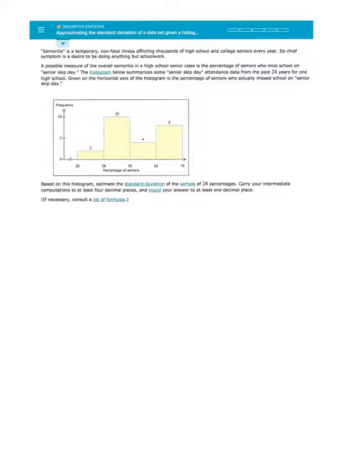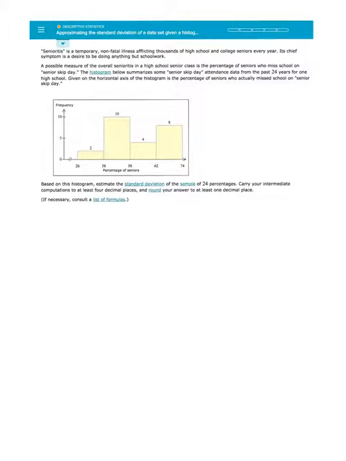Senioritis is a temporary non-fatal illness afflicting thousands of high school and college seniors every year. Its chief symptom is a desire to be doing anything but schoolwork. A possible measure of the overall senioritis in a high school senior class is the percentage of seniors who miss school on senior skip day.